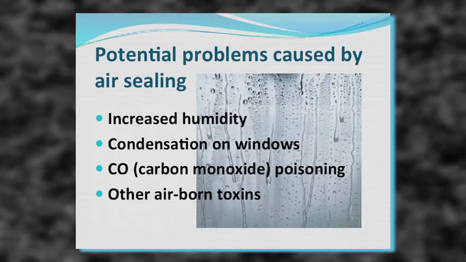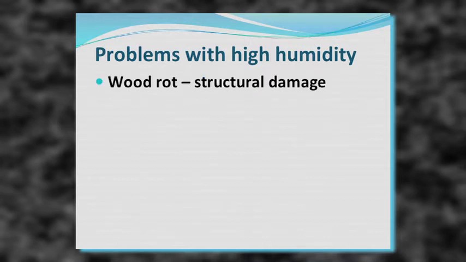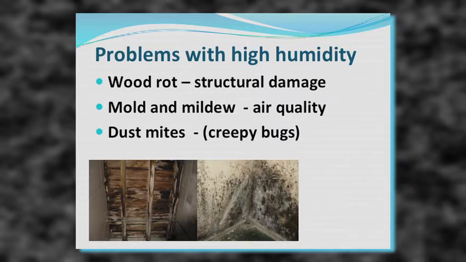But we still need fresh air coming into the house, because if we don't have enough fresh air coming in, then the house feels stuffy, we get increased humidity, we get condensation on windows, our carbon monoxide builds up, and any other kind of airborne toxins that might be in the house start to build up as well, okay? Because we don't have enough air moving through our house. And consequently, we end up with this term, sick building syndrome, right? Let's talk about problems associated with high humidity. We have things like wood rot, mold and mildew, and dust mites.